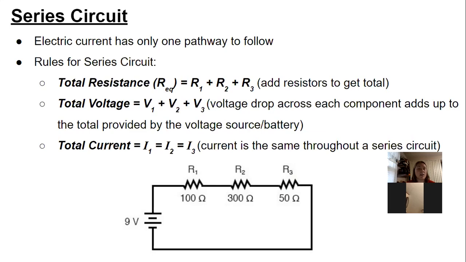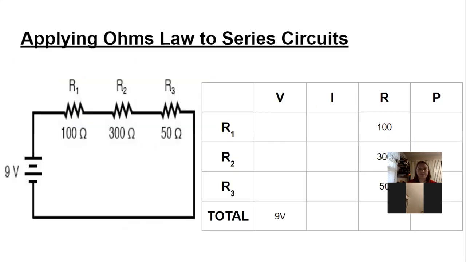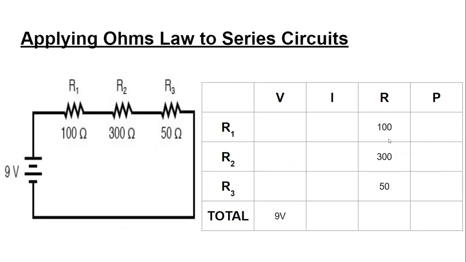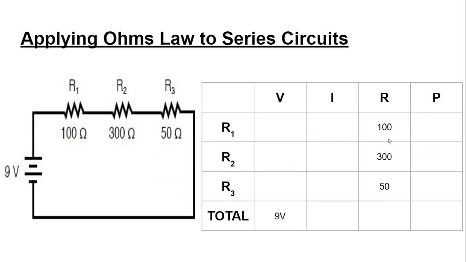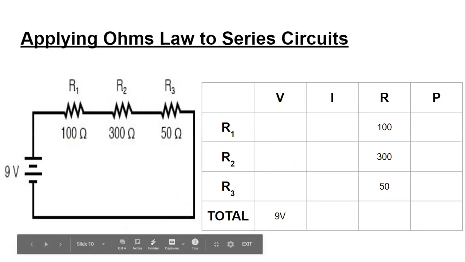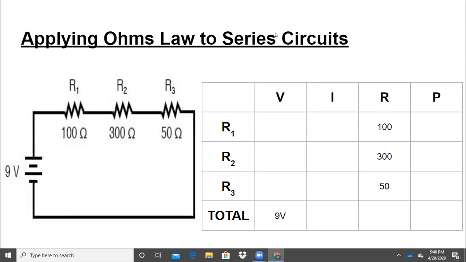And then for total resistance, that's also pretty easy in a series circuit. You simply add the resistors together to get the total. What I want to show you now is how to complete one of these tables or charts, if we can. And so I think what I'm going to do is pause this screen and actually share my whiteboard and work this out with you.